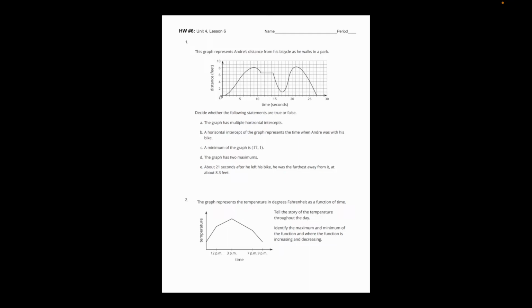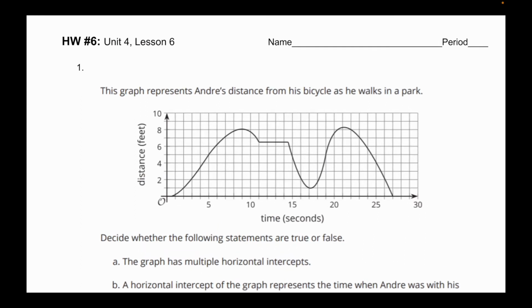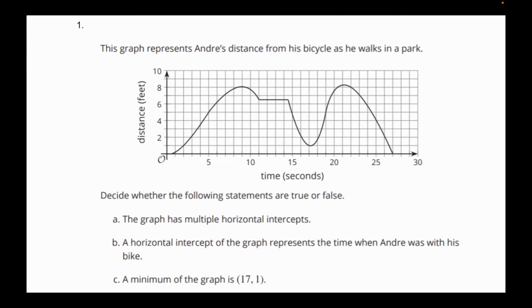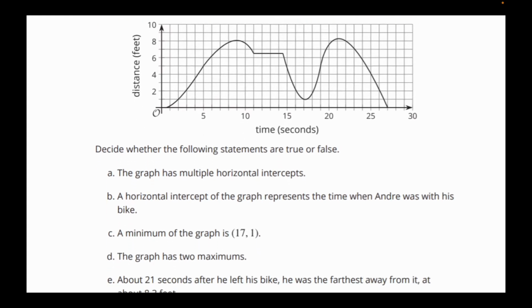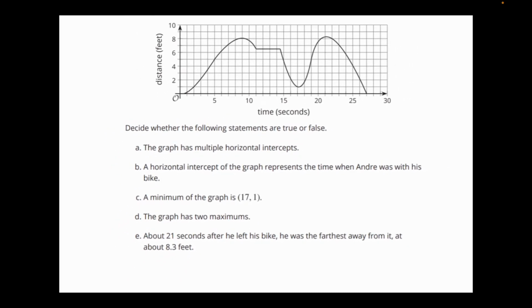Hey, it's Miss B, and in this video we are looking at Unit 4, Lesson 6 of Illustrative Math Algebra 1. So let's look at our first question here. We're given a graph, and this graph represents Andre's distance from his bicycle as he walks in a park. Using this graph, we are now going to decide whether the following statements are true or false.